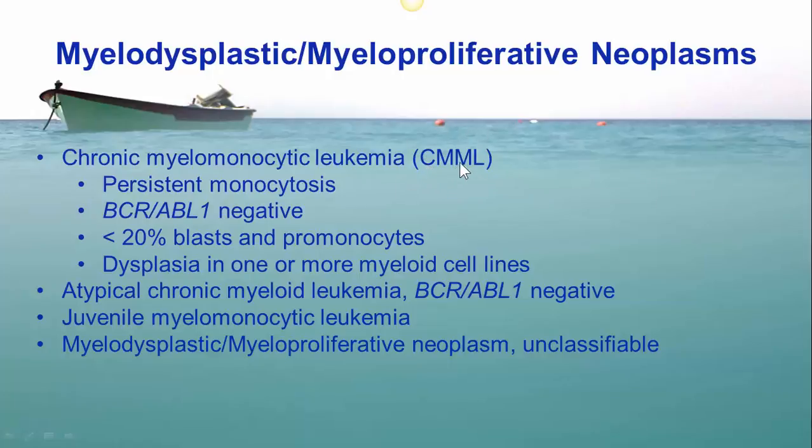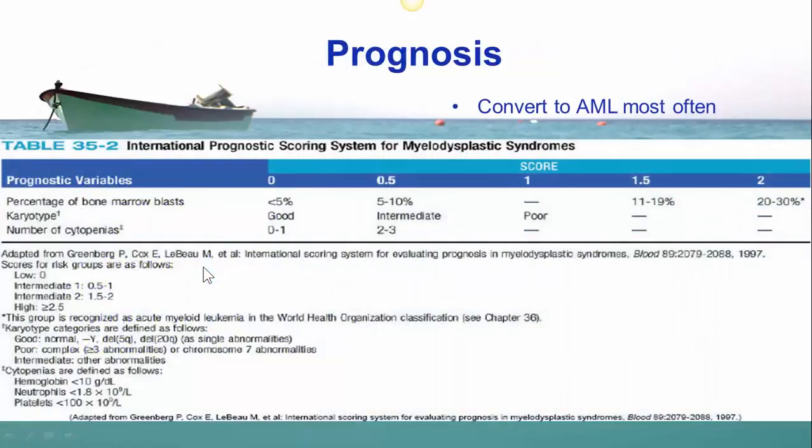Let's look at CMML as an example. Among the 4 features listed here, can you see both MDS and MPN features? If not treated, MDS most likely converts to AML.